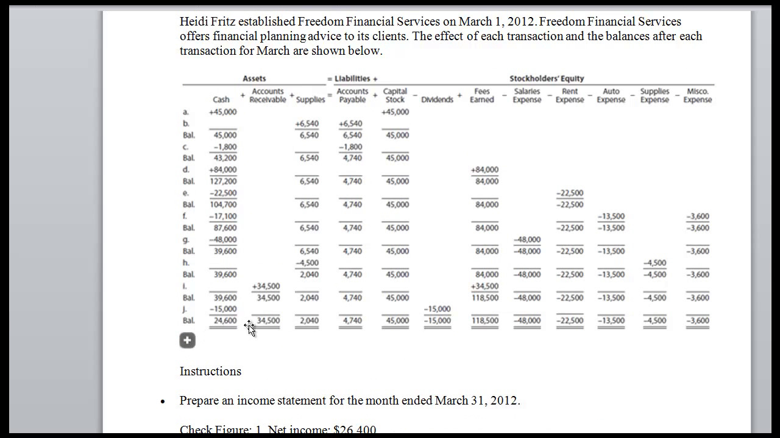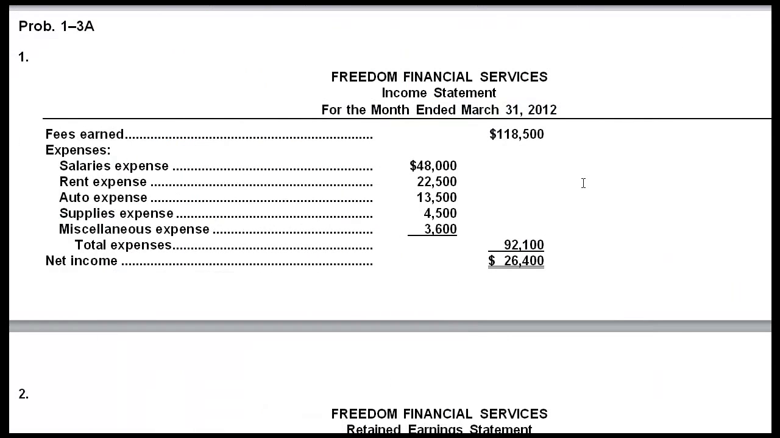Okay, so take a look at these. Hopefully you have this printed out sitting beside you as we work through it, and it'll make it a little easier and you'll know what I'm talking about. Now the first statement that we need to prepare is an income statement, and this covers a period of time. In this case, this is covering a month ended, so just 1 month ended March 31st, 2012.